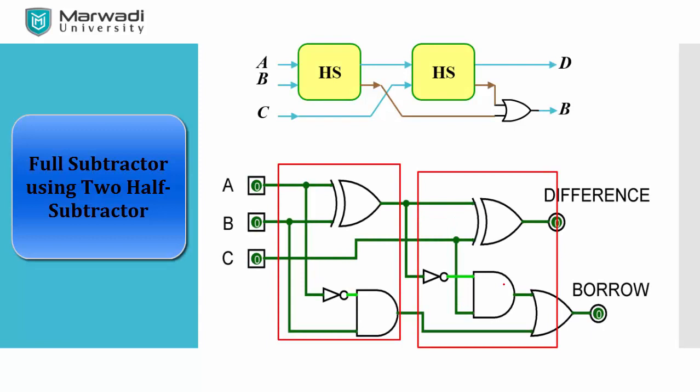It's a full subtractor using two half subtractors. Same thing, when you combine the two half subtractors, you will get the combinational block. And this is nothing but a full subtractor.